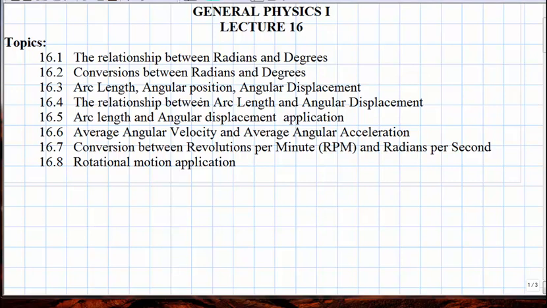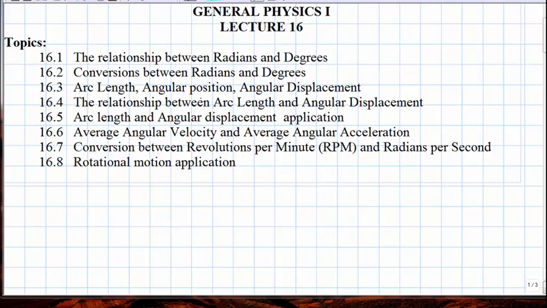Welcome everyone. During this lecture we're going to be discussing various topics related to an object undergoing circular motion, including the relationship between radians and degrees, conversions between radians and degrees, arc length, angular position, and angular displacement. We'll examine the relationship between arc length and angular displacement.